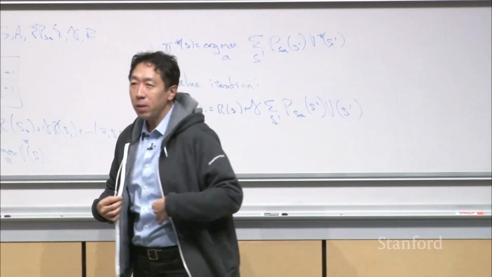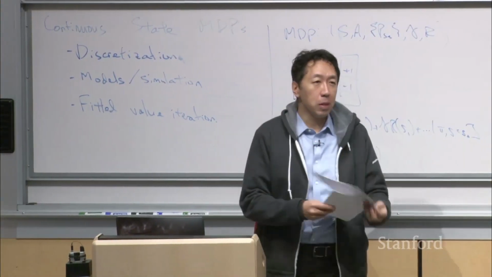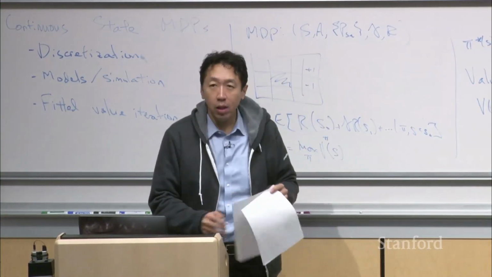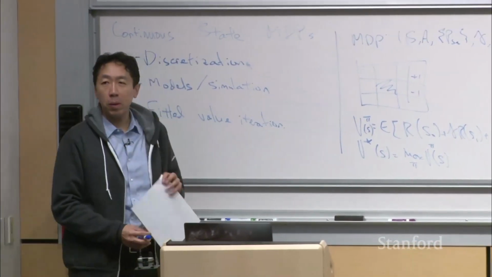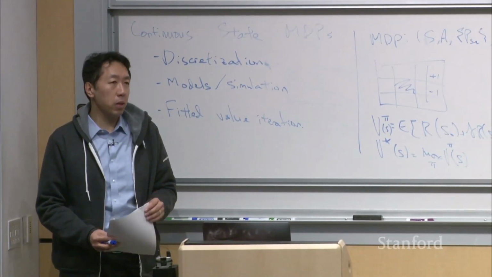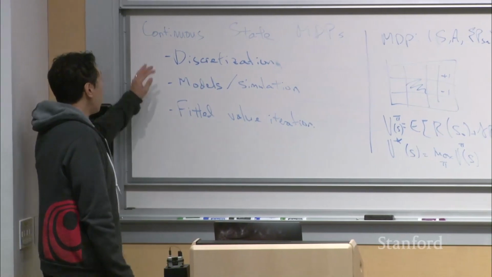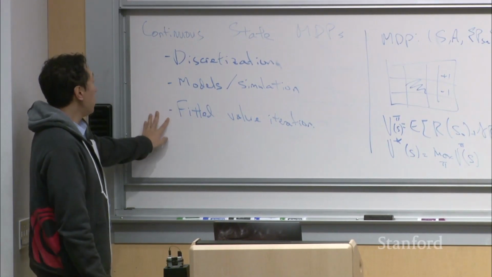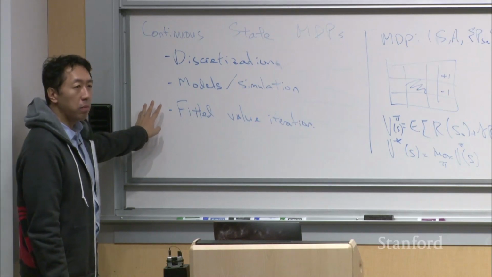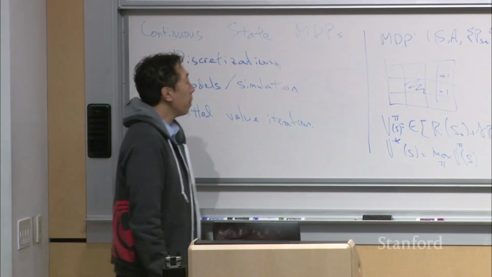So let's continue our discussion today of reinforcement learning and MDPs. Specifically, what I hope you learn from today is how to apply reinforcement learning even to continuous state or infinite state MDPs. So we'll talk about discretization, model-based RL, models and simulation, and fitted value iteration is the main algorithm I want to lead up to for today.